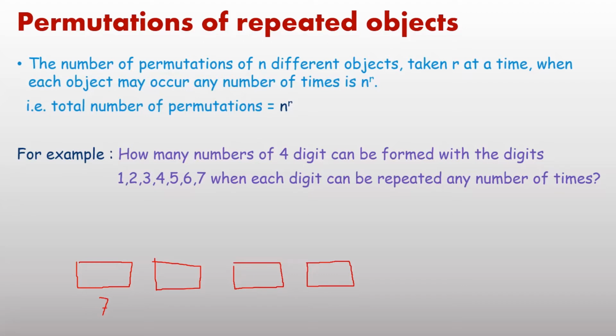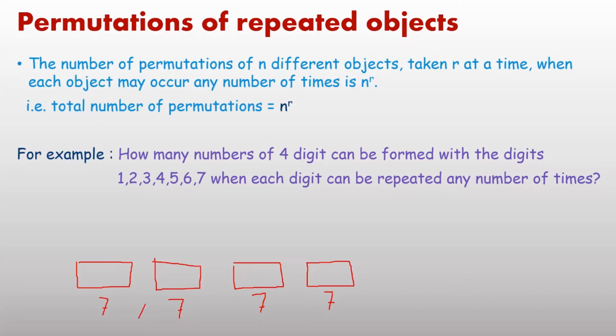Now second place. If repetition were not allowed, then the second place would have only 6 options. But repetition allowed means we can repeat any digit. For example, you can write 2222 or 2234. Any digit can be repeated any number of times. Second place, again you have 7 options. Similarly, third place, again 7 options, and fourth place, again 7 options. Any one of these 7 numbers you can put.